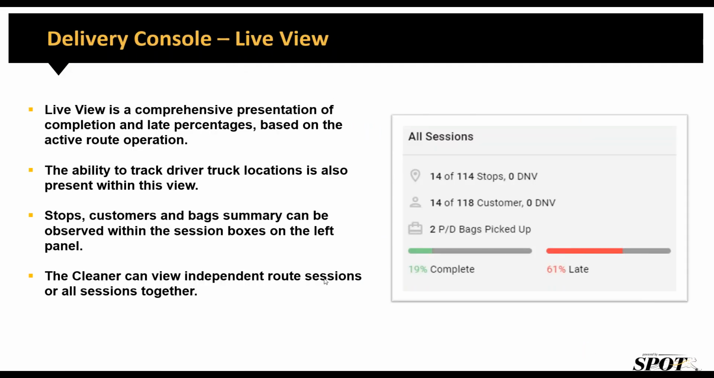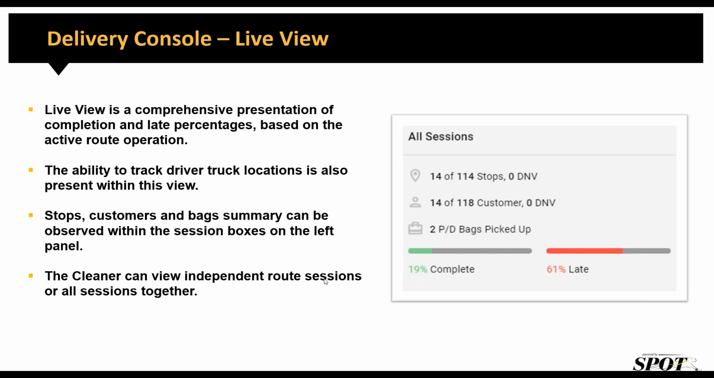Before we get into live view, in the previous screenshot, if we were to click on that create button, it would just create the manifest, and after that point, you would just load it into RouteTrack and you're good to go. Live view is a comprehensive presentation of completion and late percentages based on the active route operation. The ability to track driver truck location is also present within this view. Stops, customers, and bag summary can be observed within the session boxes on the left panel, and you can view independent route sessions or all sessions together.